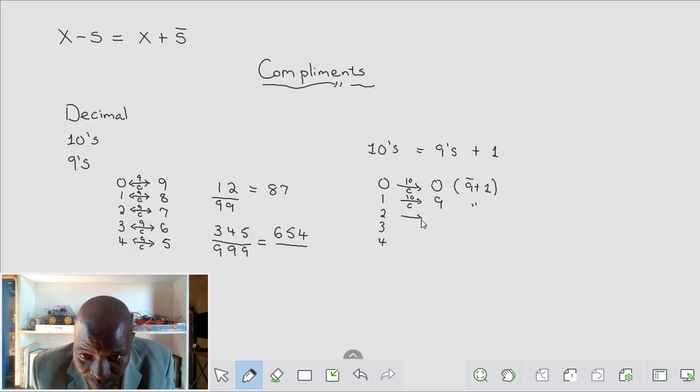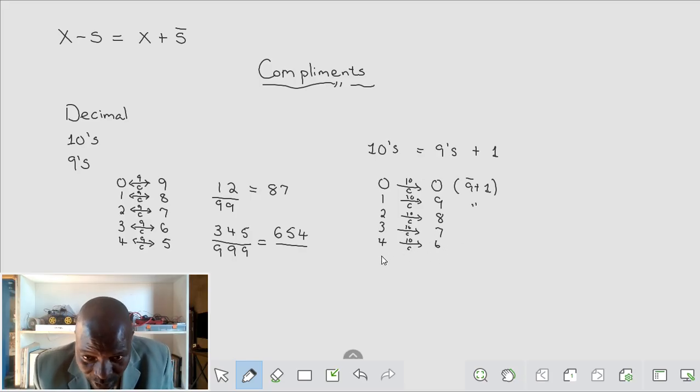If you look at the 10's complement of 2, the 9's complement would have been a 7, and 7 plus 1 is an 8. Obviously, it goes without saying that this will be 7 and this will be 6. All these are 10's complement. All right.